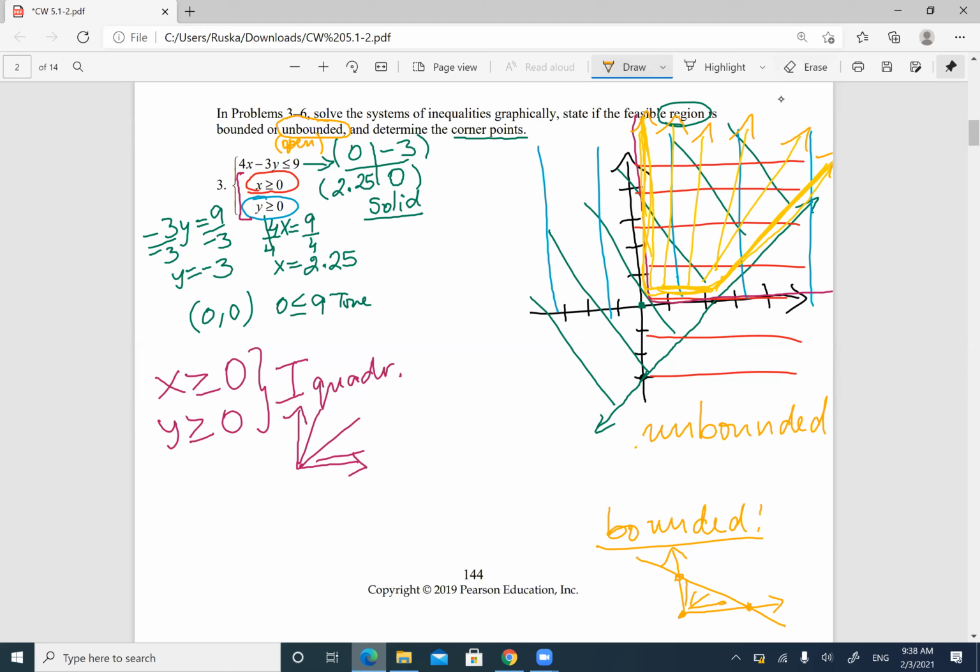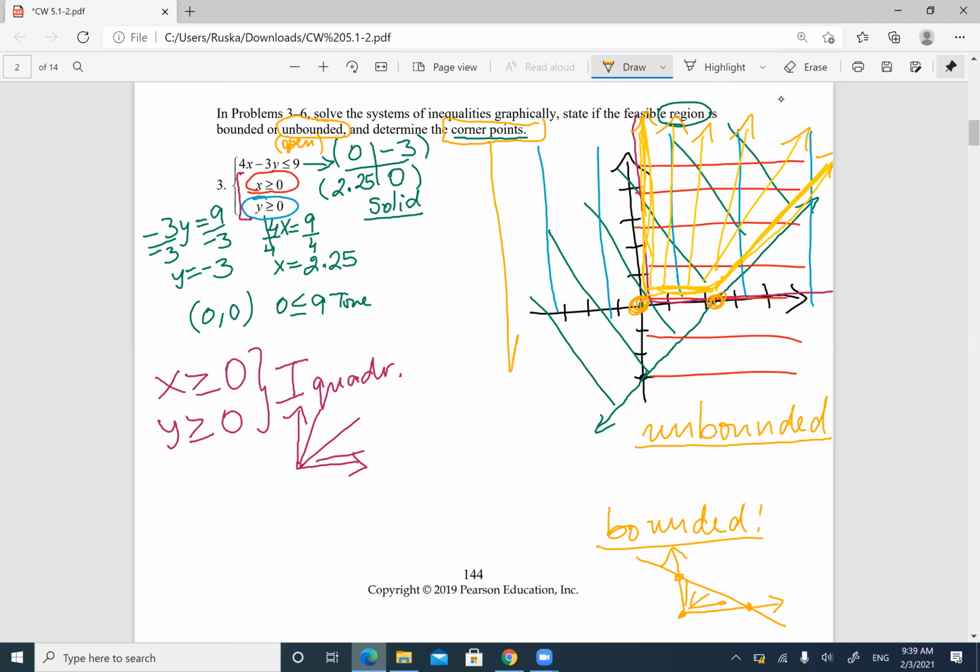Now, so this is my answer, unbounded. So now let me explain. We need to find the corner points also, right? So where are the corner points? The corner points are the points here and here. These 2 points are corner points because they're in the angle, right? They describe the area, the region, right? So these are the 2 corner points. So what are the corner points, the coordinates?